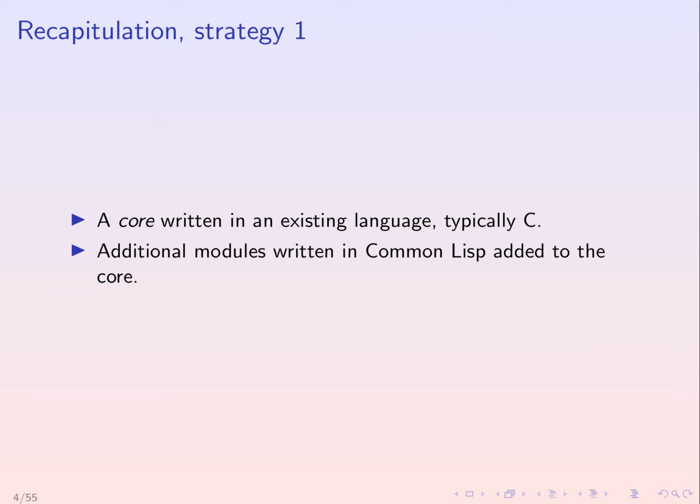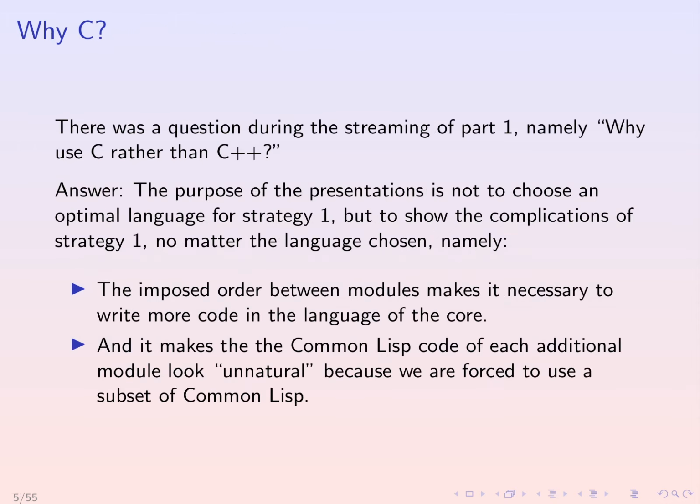So just a reminder of strategy 1, that was the main topic of the first part of the presentation. We have a core written in some existing language, and the language that I chose was C. And then we have additional modules written in Common Lisp that are added to the core. And there was a question during the streaming of part 1, namely why I chose C rather than C++. And the answer is that it doesn't matter.